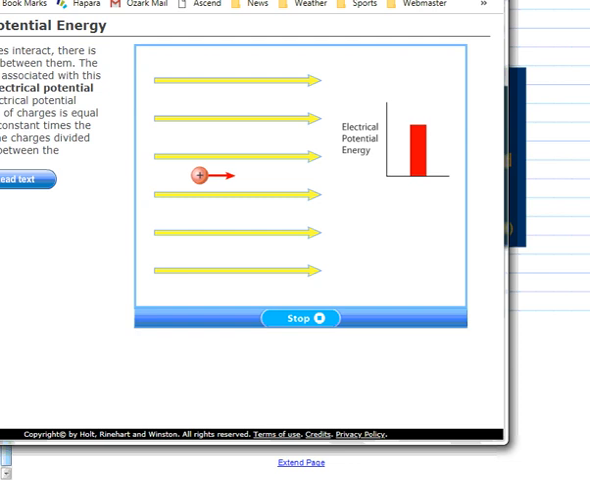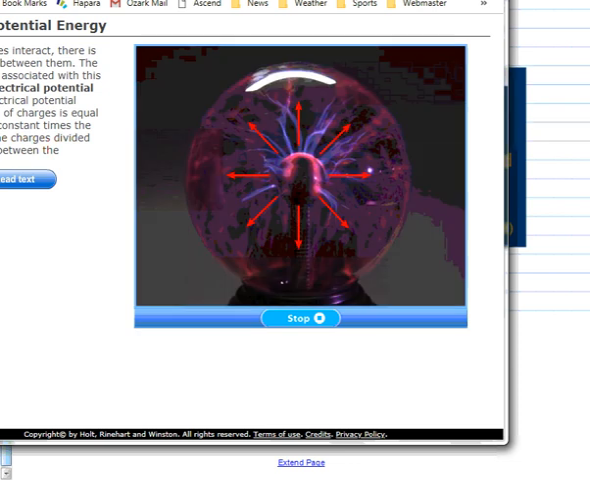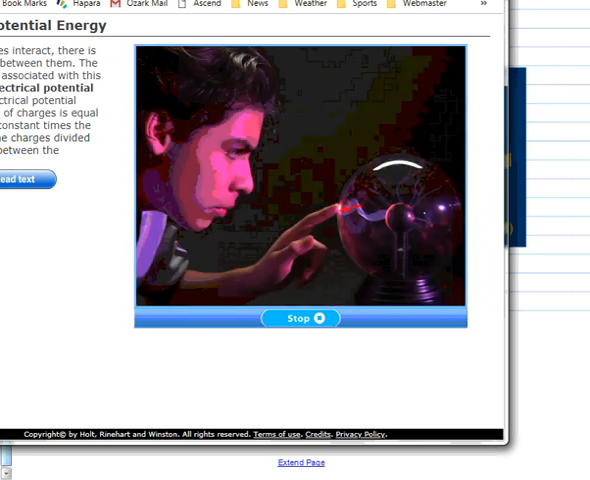Charges that are allowed to move freely will move to positions of lowest potential energy. In the device shown here, electrons exit the central sphere and move to the outer sphere. As this happens, the electrons lose electrical potential energy in exactly the same way that a falling object loses gravitational potential energy. If a person touches the outer sphere, the charge can then pass from the sphere to the ground, where it reaches an even lower potential energy. Charge naturally flows in the direction that results in the lowest electrical potential energy.